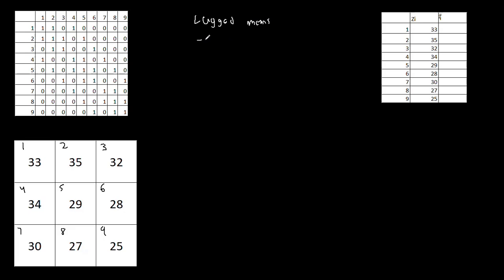Just to recap that equation, the lagged mean of the ith polygon is equal to the sum of its neighbors divided by the total number of neighbors. And that's this symbol here. So we're literally taking the average of all of the neighbors based on the weights matrix that we calculated. So let's take a look at 1.